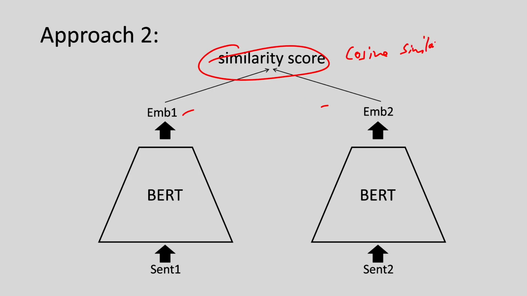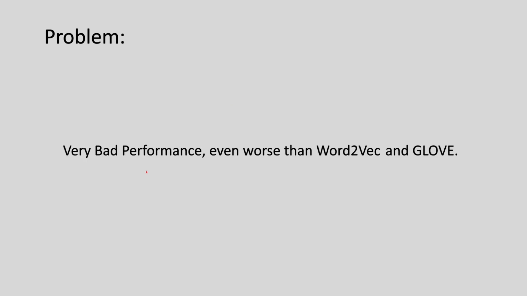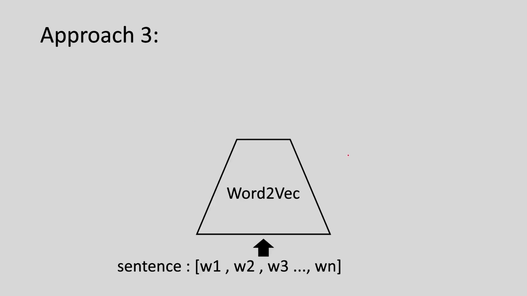Now there is one problem with this. The problem is they tried this. This is not something that they haven't done. When I say they, I mean the researchers, and they found it's a very bad idea. It gives you very bad performance, even worse than GloVe and word2vec. So how do we use the third approach, which is using word2vec?